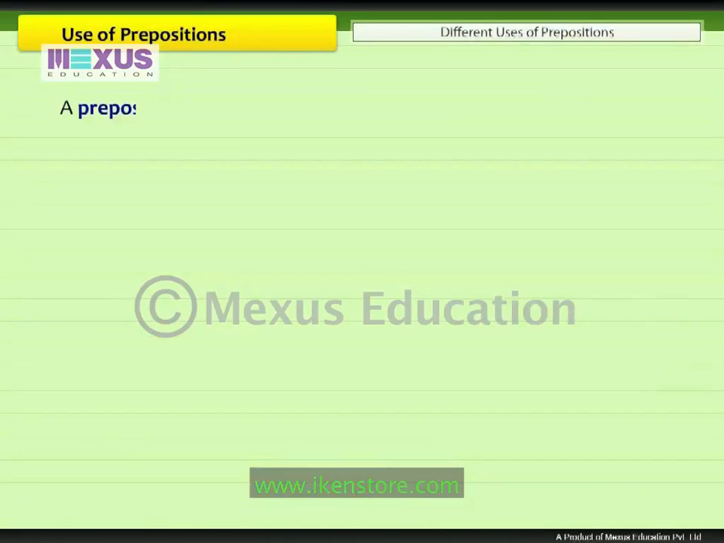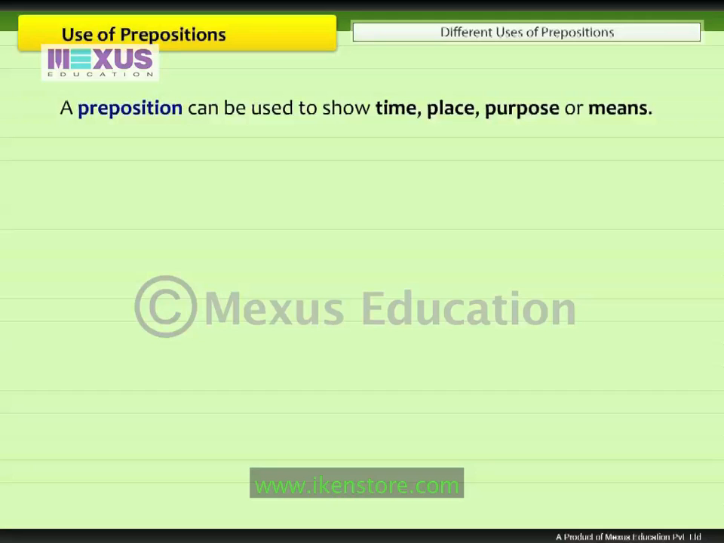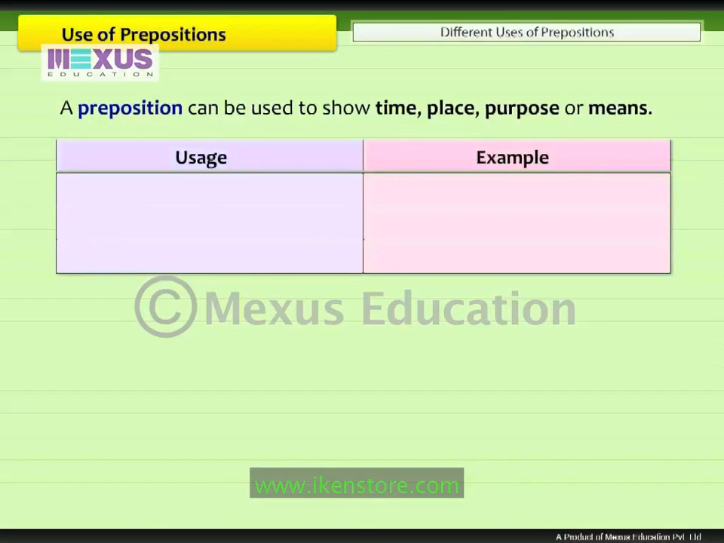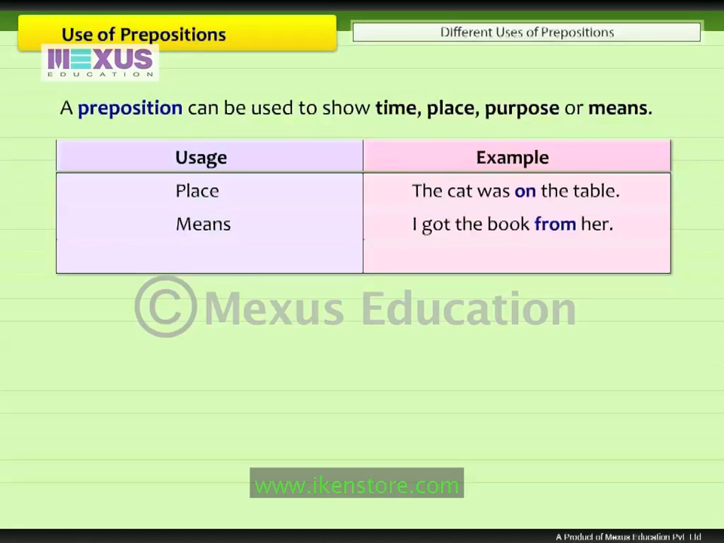A preposition can be used to show time, place, purpose, or means. Take a look at the table given to see how this works. A preposition can be used to show place. For example, the cat was on the table. A preposition can be used to show means. For example, I got the book from her. A preposition can be used to show time. For example, we met them at night.